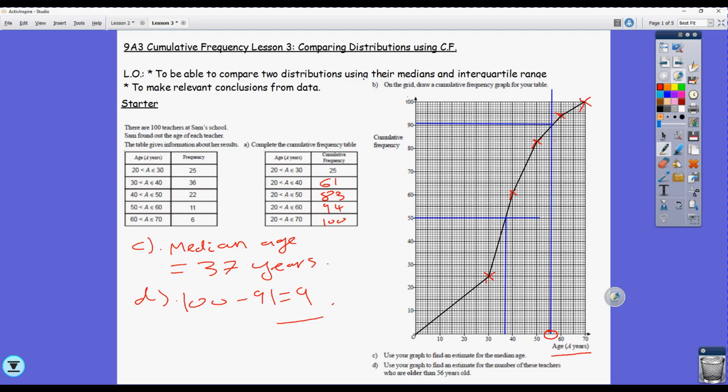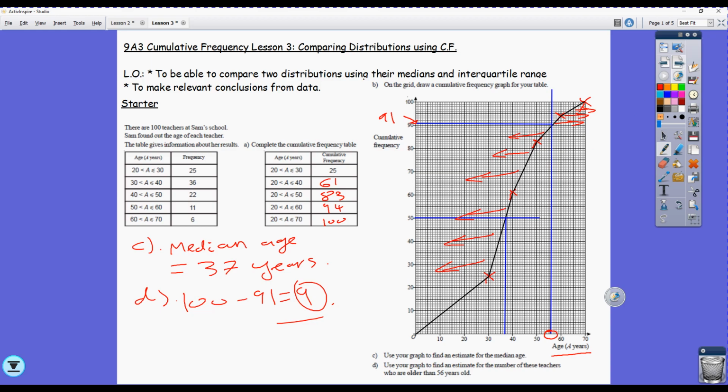I went straight up, then across, and I read off a cumulative frequency of 91. So that means that 91 of the teachers are going to be less than 56. And because there are 100 teachers surveyed, there must be 9 to the right of that. So we have 9 teachers who are older than 56 years old.